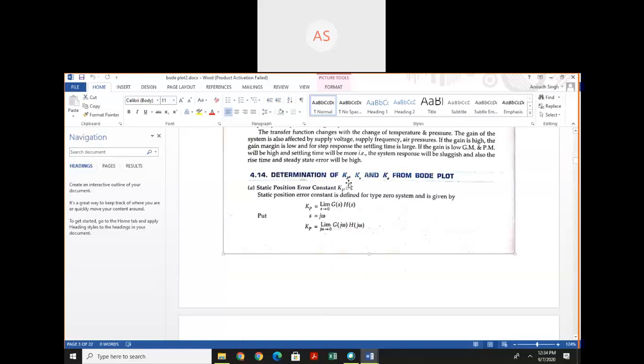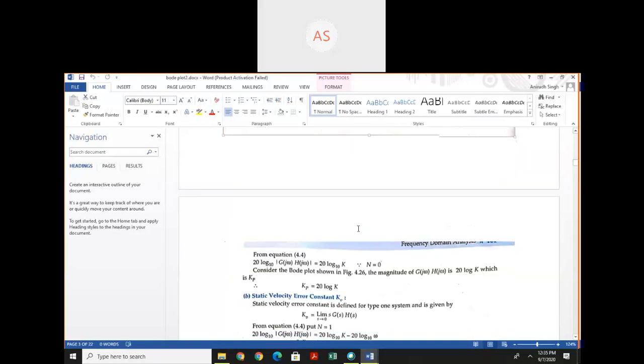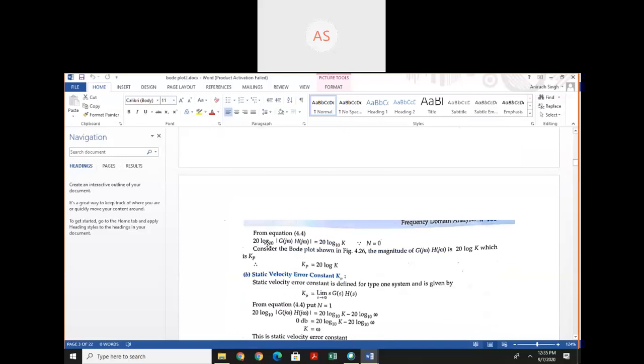Here we can calculate the value of Kp from the Bode plot. Kp is given by limit s approaches 0 G(s)H(s). Substitute s equal to j omega. Kp is limit j omega approaches 0 G(j omega) H(j omega), and we know that 20 log magnitude of G(j omega) H(j omega) is equal to 20 log K when N is equal to 0, and Kp is calculated for type 0. So this is the value of Kp. Kp is equal to 20 log K.